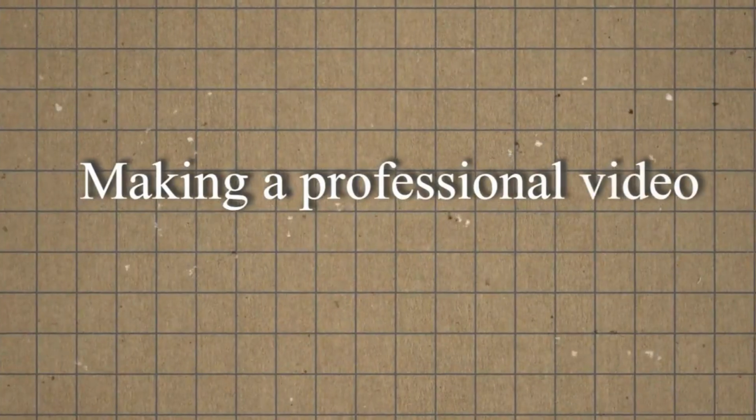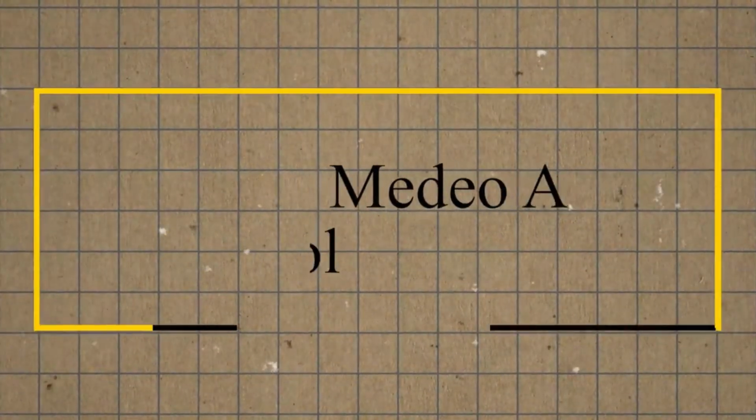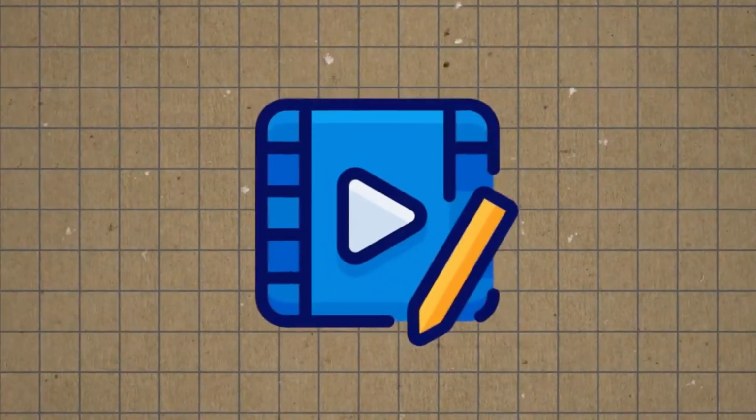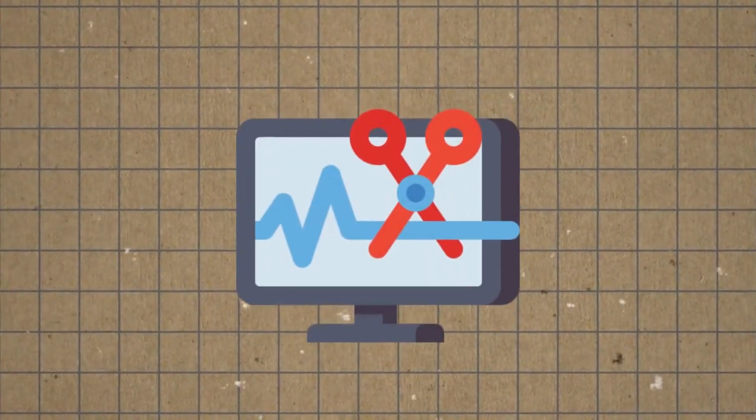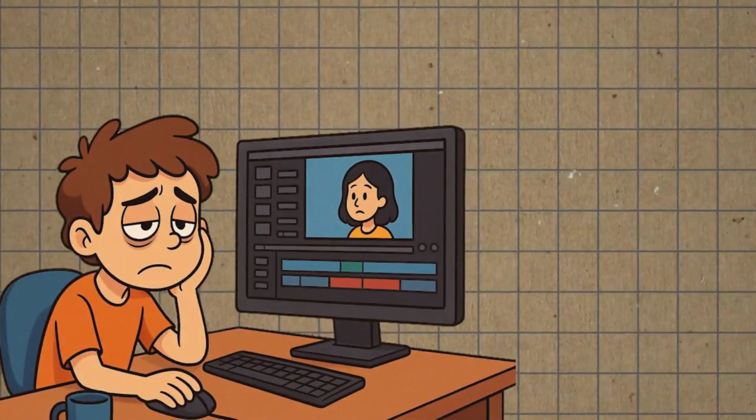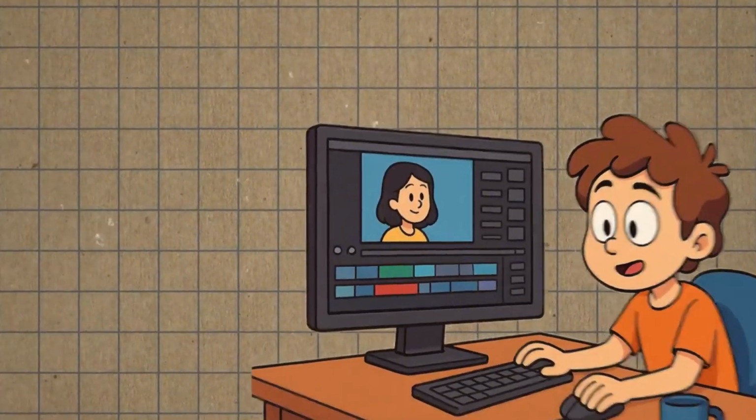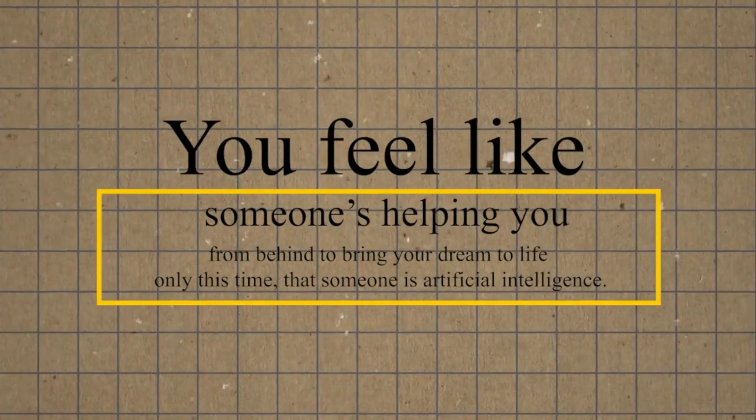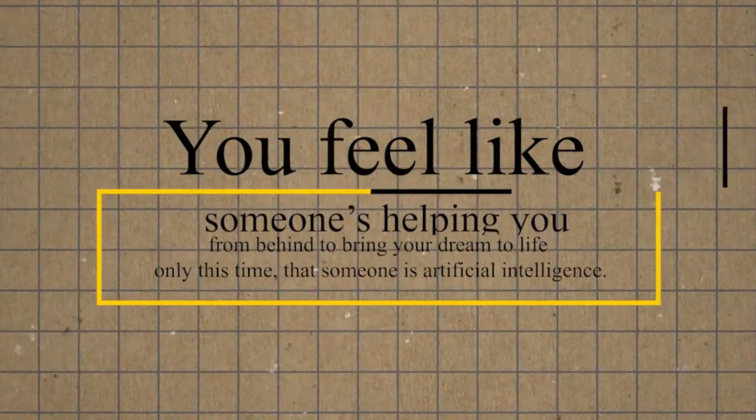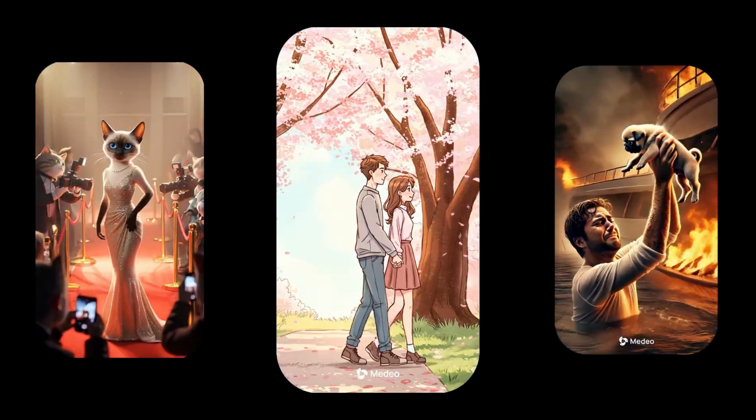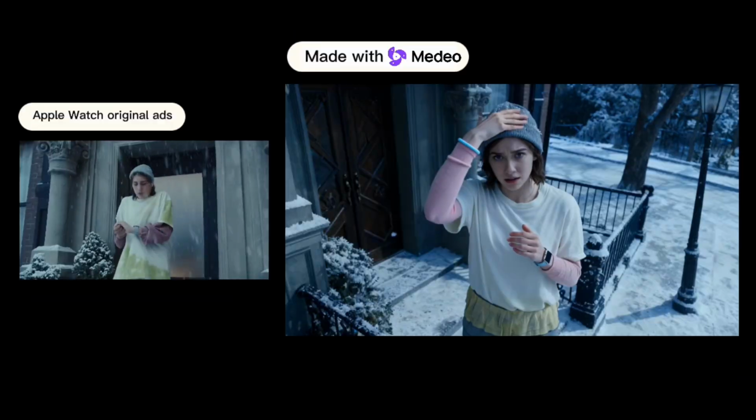Making a professional video had become a dream, until I discovered Medeo AI tool that, with just a simple text, automatically creates video, image, sound, and narration, professional and ready to publish. All those hours I used to spend learning editing are now summed up in a few minutes. You feel like someone's helping you from behind to bring your dream to life, only this time that someone is artificial intelligence. With Medeo, there's no need for patience or long training anymore. Just write a few lines and turn your dream into reality. Medeo AI really saved me.